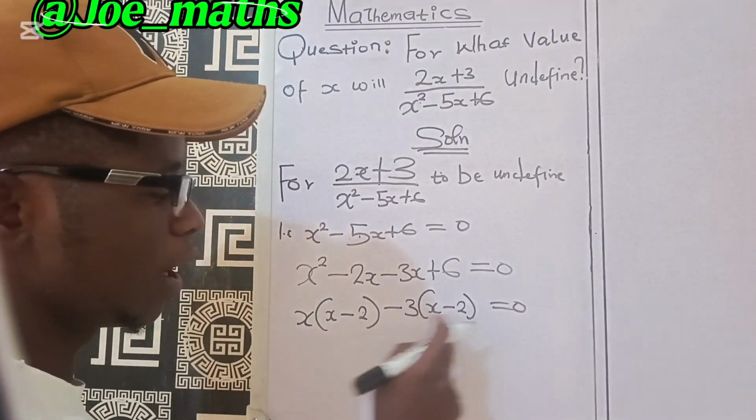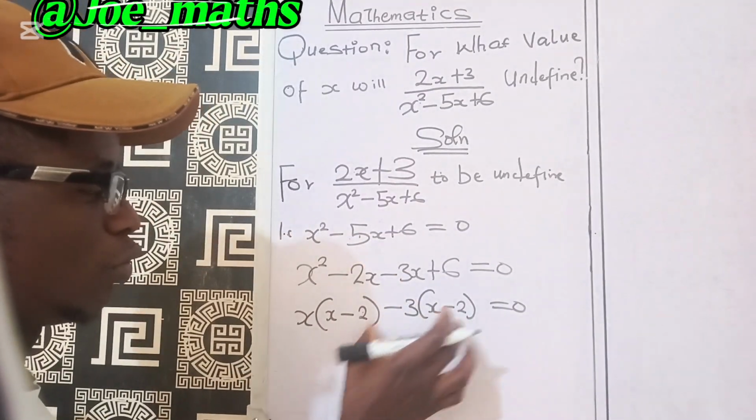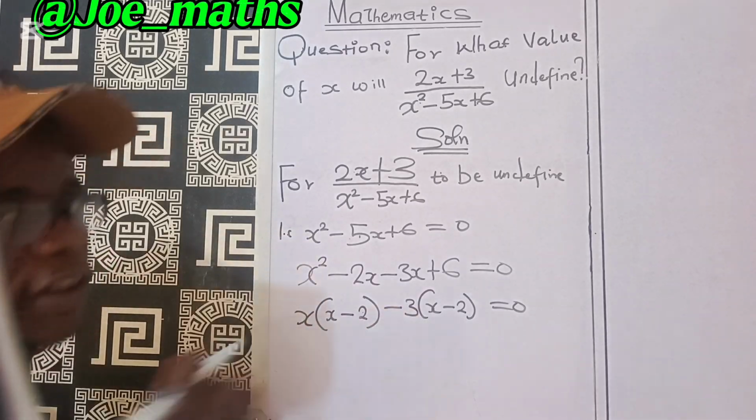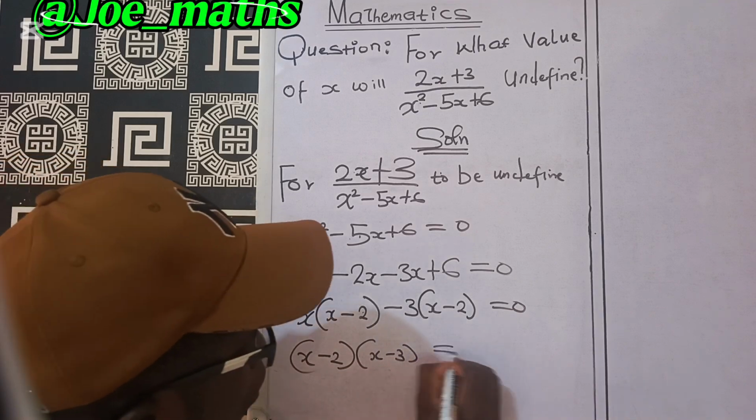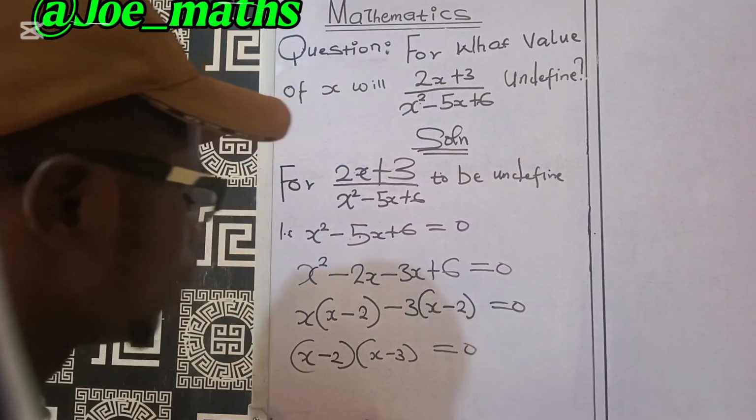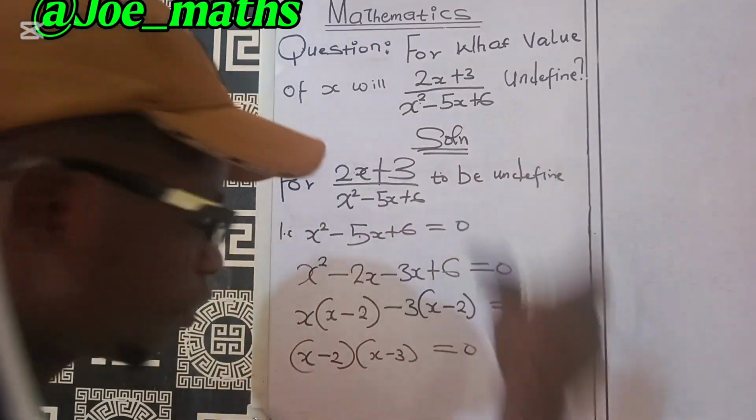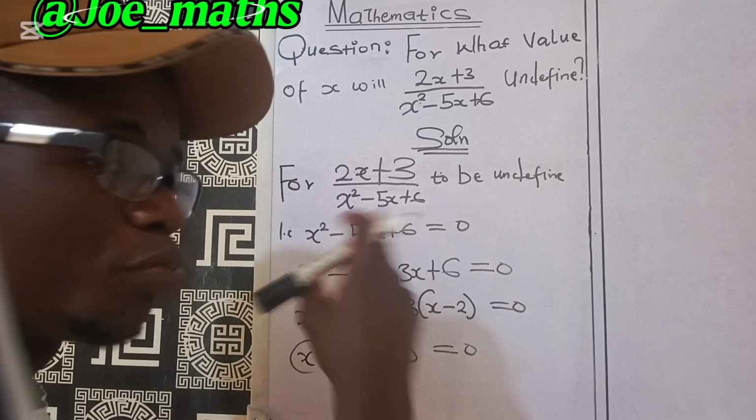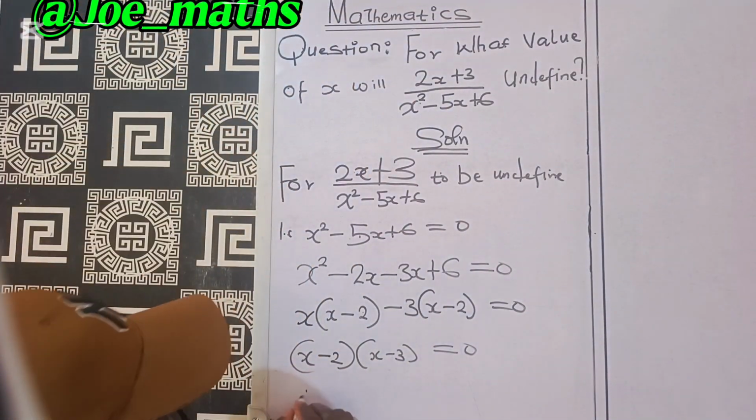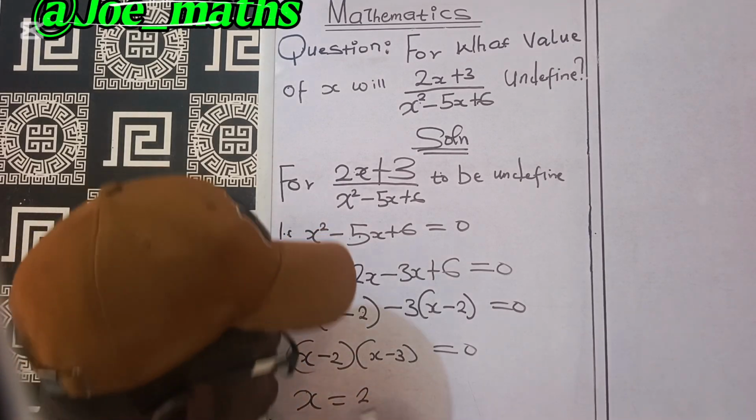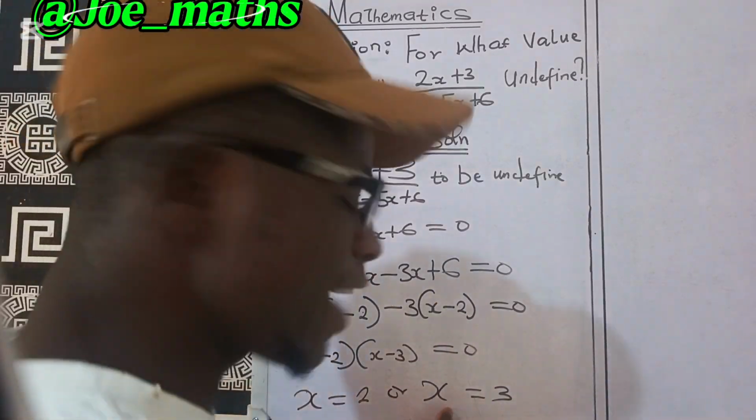Since we have two of these being the same, you can see we have x minus 2 here and x minus 2 here. What we need to do is pick one of these, then pair it with this. So we have something like this. Then we equate each of these brackets to 0. When we equate each bracket to 0, the 2 will cross the equality sign and become positive, the same as the 3 will cross the equality sign and become positive. We will now have x equal to 2 or x equal to 3. So x is equal to 2 or x is equal to 3.